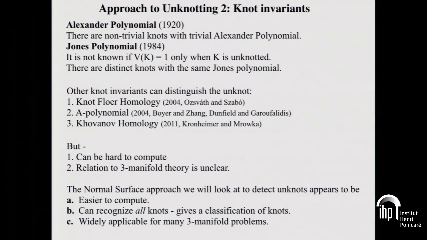But more recently, these invariants have been extended. There's more invariants now for knots, knot Floer homology, the A polynomial. These are three knot invariants that are known to distinguish the unknot now. The drawback of these is that they can be quite hard to compute. We don't really understand them. They're more combinatorial, I would say, than geometric or topological. So we often don't quite understand what it is they're telling us about the knot, and so they don't tell us much about the structure of a general three-dimensional manifold if we try to extend from knot theory. At least not yet. We have to understand them better.